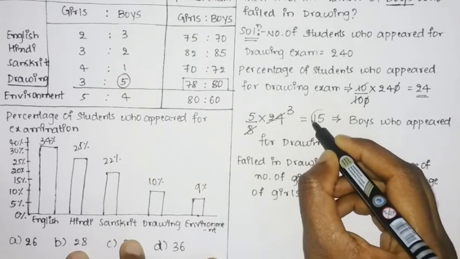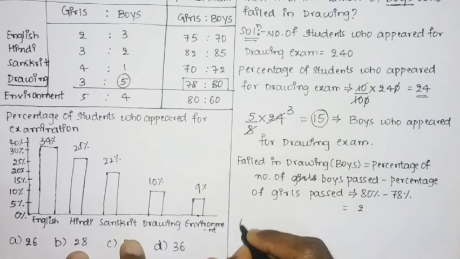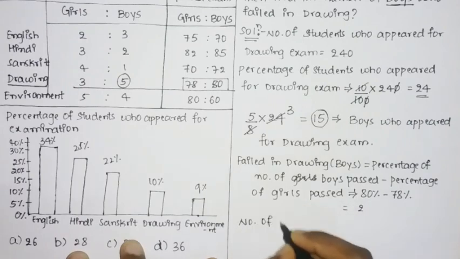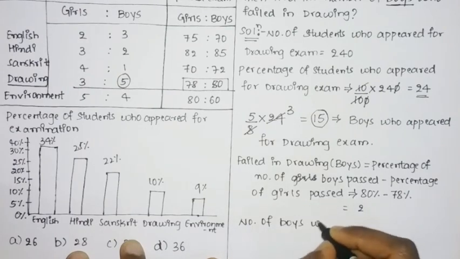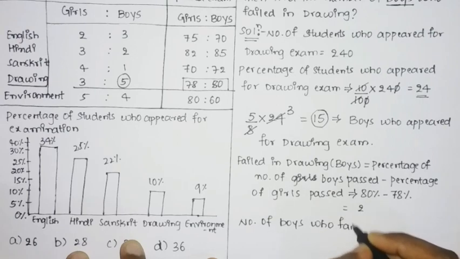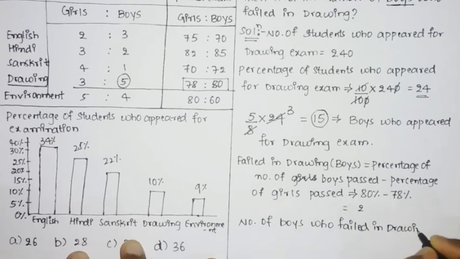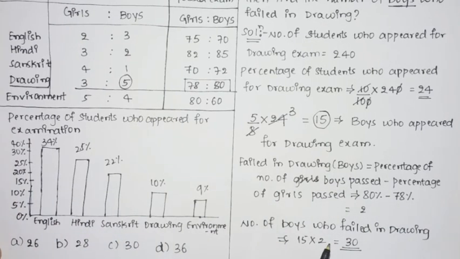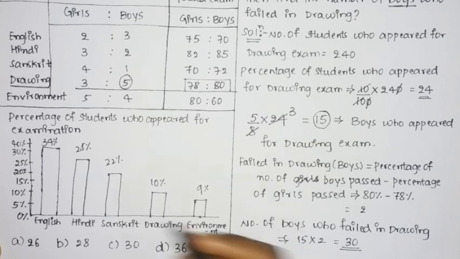As we know, there are 15 boys who appeared, so the number of boys who failed in drawing is equal to 15 into 2, which will be 30. So 30 is the number of boys who failed in drawing. Here we have the options 26, 28, 30 as well as 36. So 30 is the correct answer for this example.